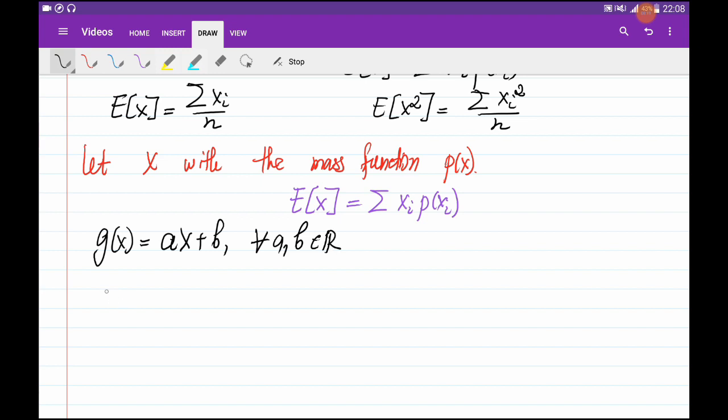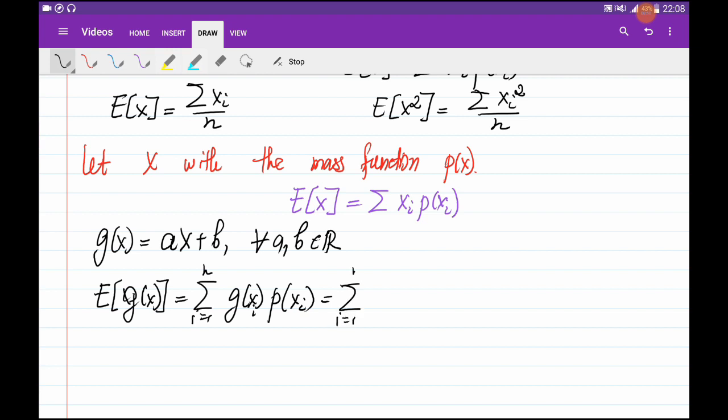So according to the formula which we've got previously, the expectation of g of x will be the summation of the value of g for every output of the random variable multiplied by the probability of this output of the random variable. And now I will substitute ax plus b instead of g of x, and we'll get the following: the summation i from 1 to n, axi plus b multiplied by p of xi.